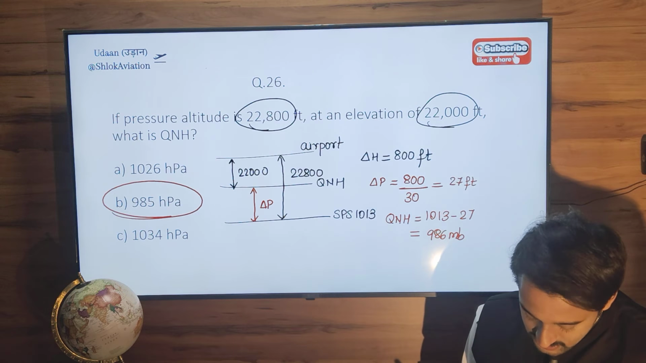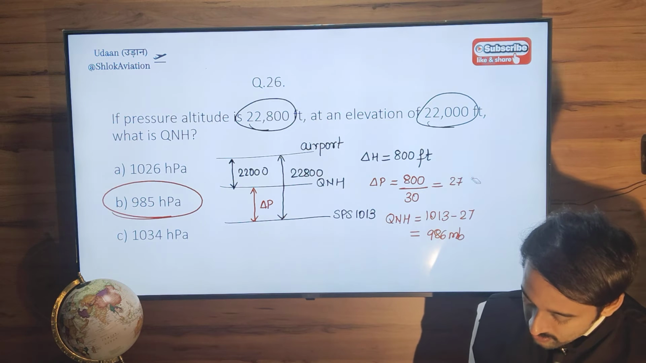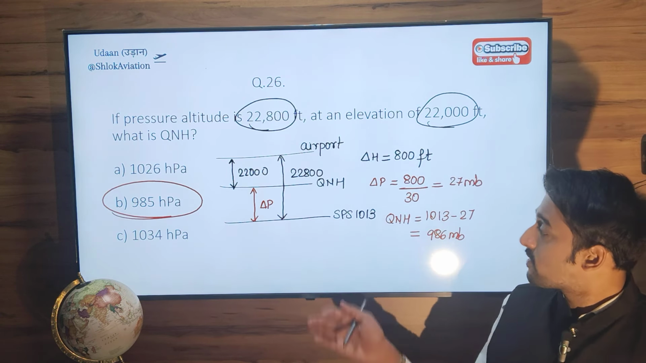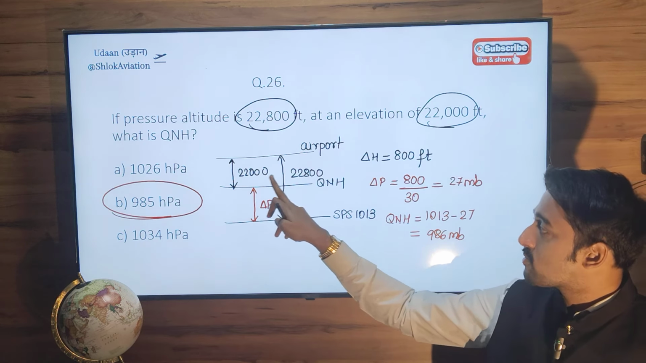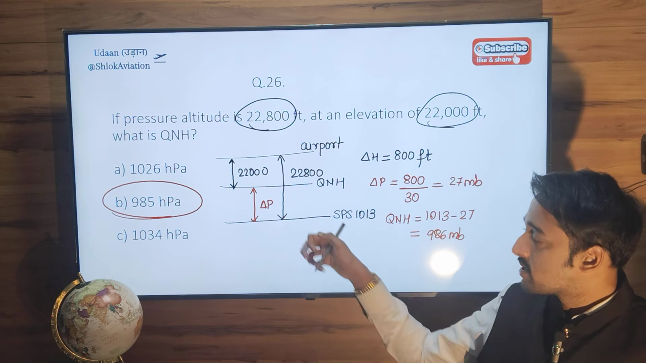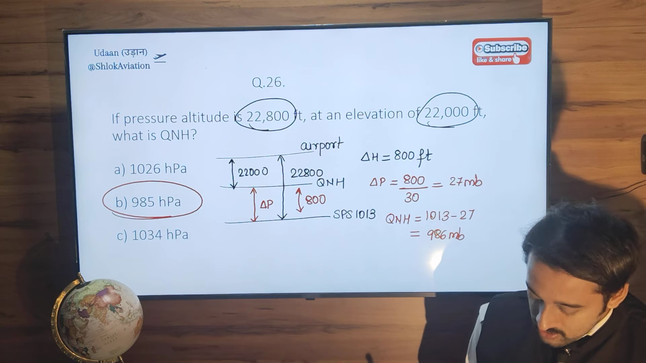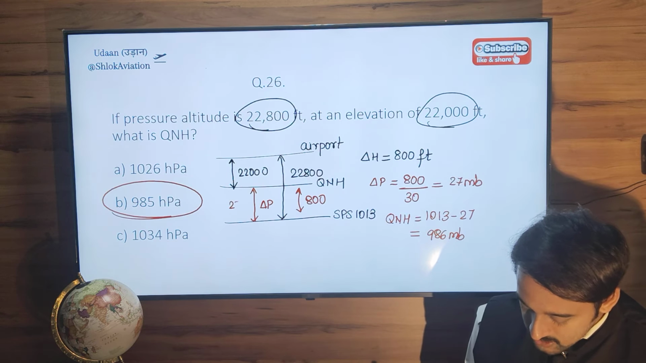Pressure difference of 27 millibar. Okay, height difference we have 22,800 minus 22,000. So this height difference I know is 800 feet and pressure difference is 27 millibar.